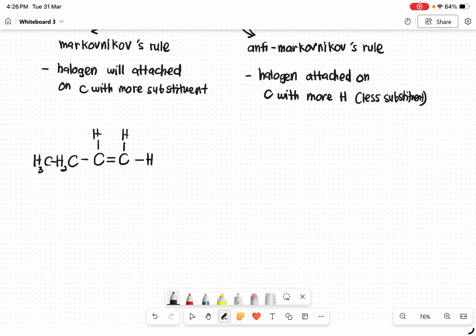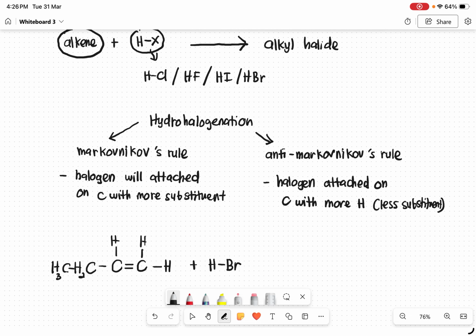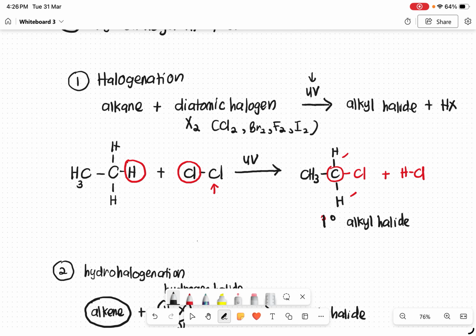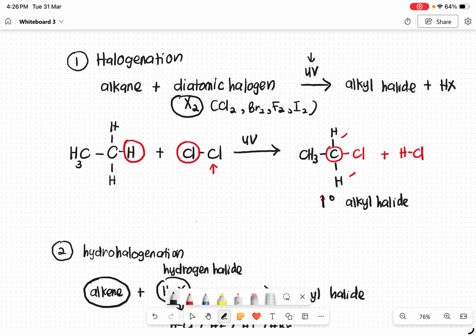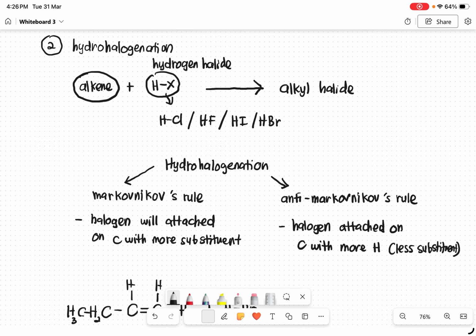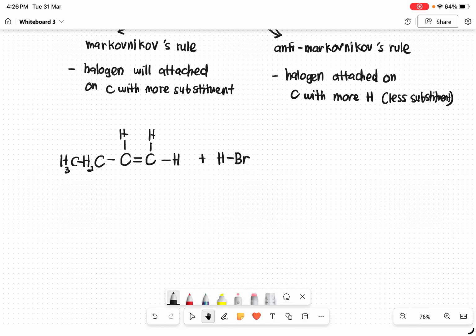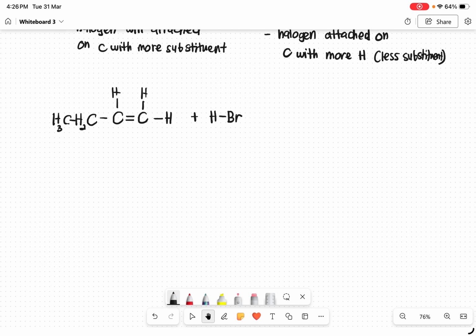Okay, so this is your starting material, and then react with HBr, for example, hydrogen halide. Note the difference. The first reaction just now is halogenation, where your reagent is diatomic, right? There's no H. Make sure you know the difference. In the second one, one is hydrogen, one is halogen.